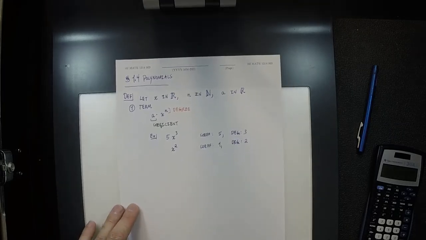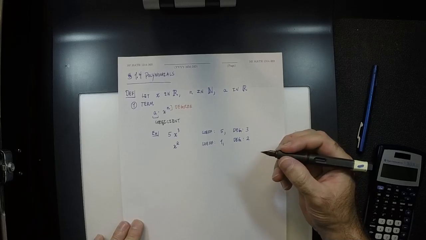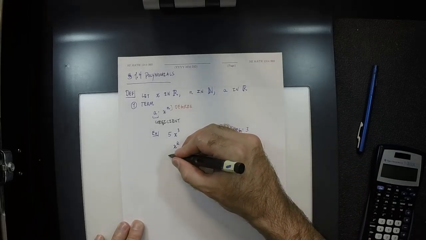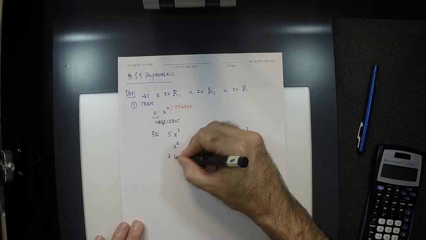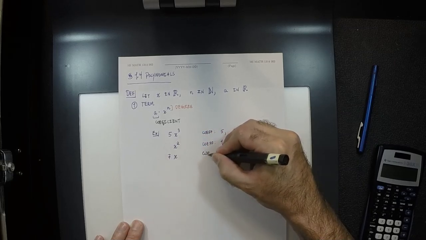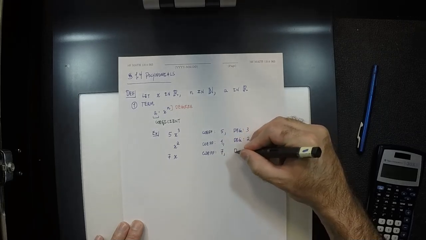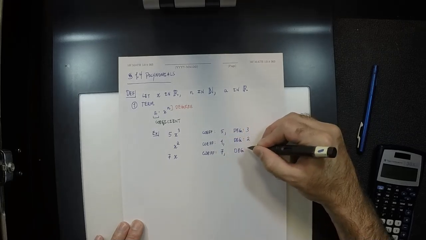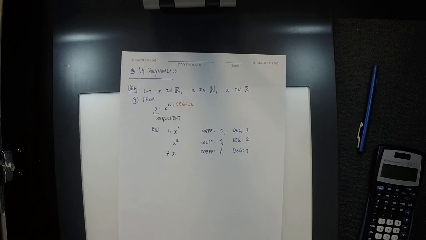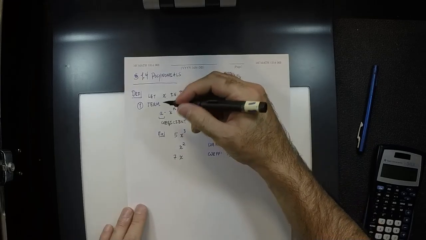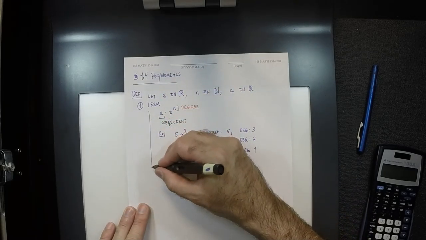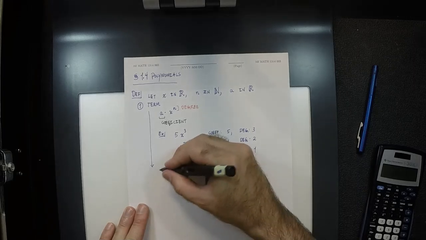Okay, let's stick another one in there. Now I lost my spot. Okay, so how about 7x? What's the coefficient? 7. And the degree? 1. Good.